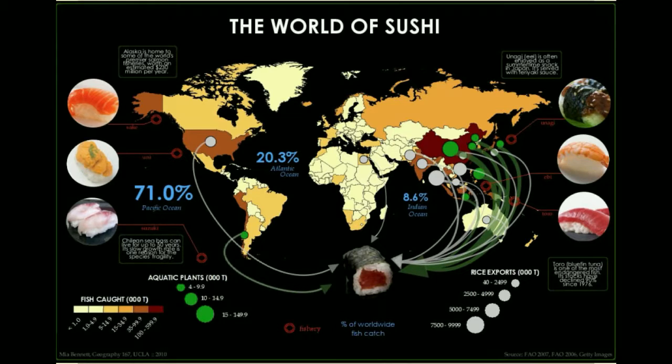So I thought this was kind of a neat map, and they have little descriptions too of some of the different fish used in sushi as well. So that's our Geography Minute for today.